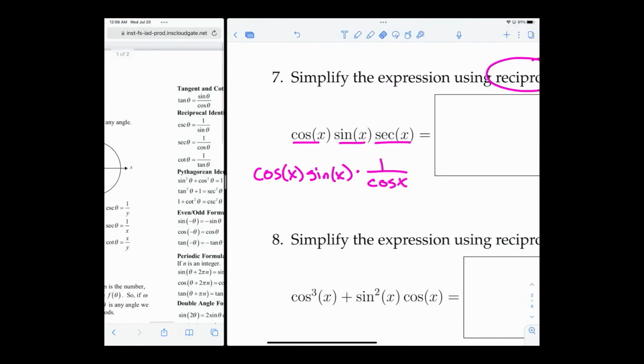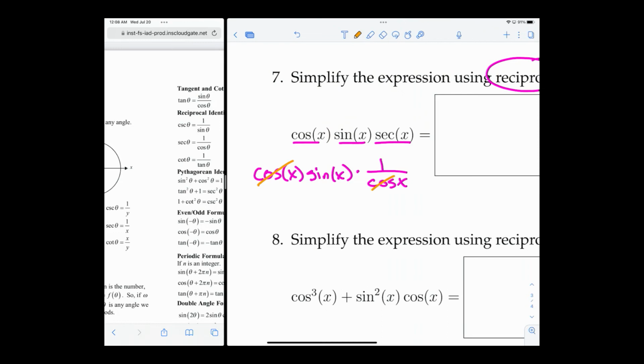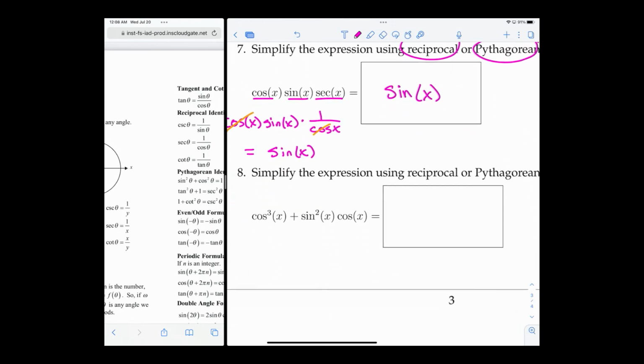And you've got a cosine times a sine over a cosine. So you cancel the cosine. What are you left with? Well, the cosines cancel. Just left with a sine. And that's it. Okay.